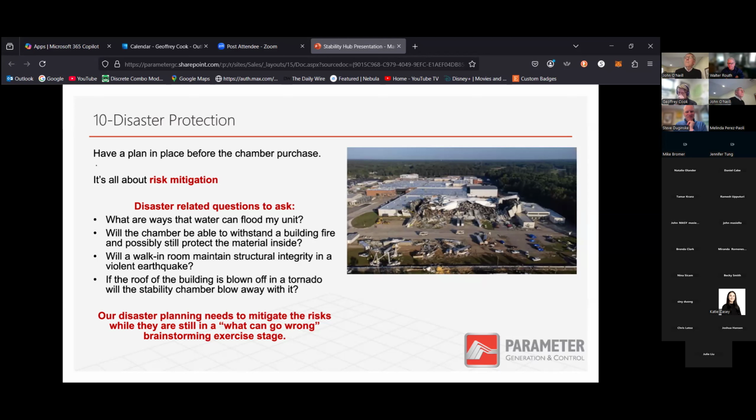Disaster planning to mitigate the risks. It's still what could go wrong. And again, when you're considering all the variables that can go into choosing the right stability chamber, it really is sort of brainstorming and thinking of all the situations that could impact the decision.